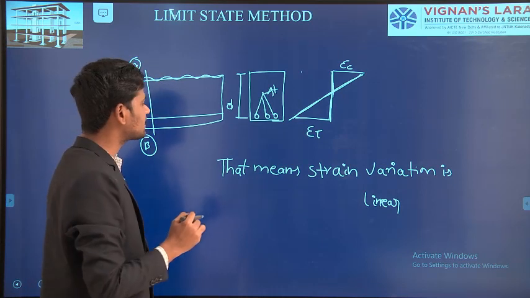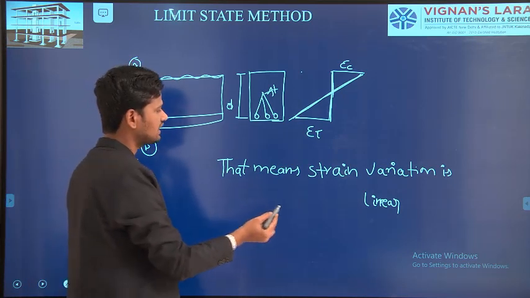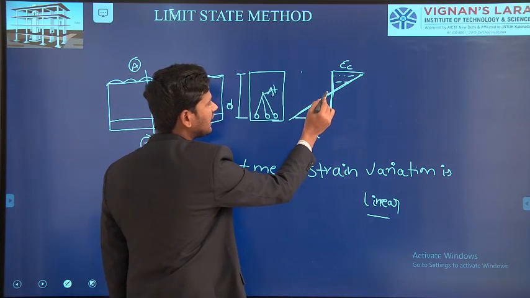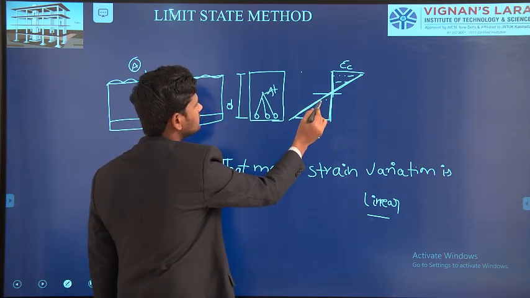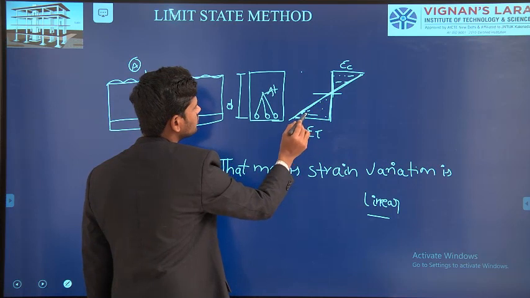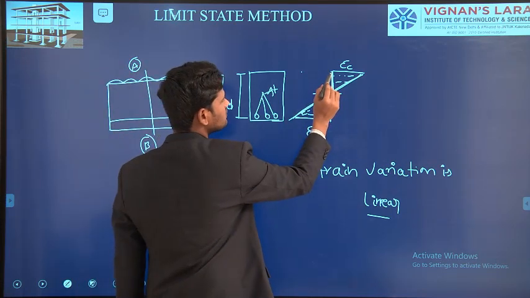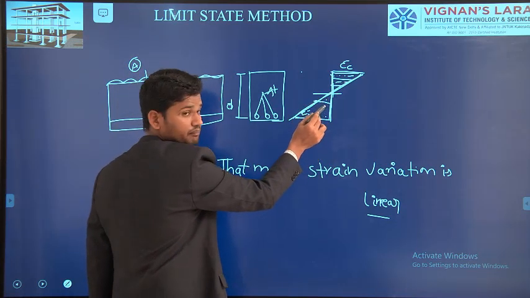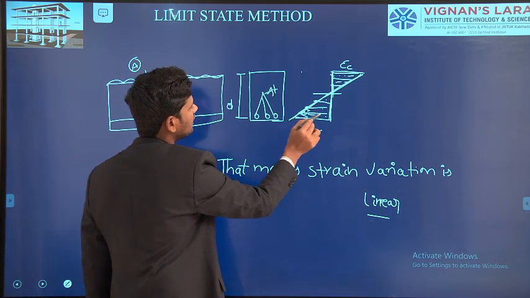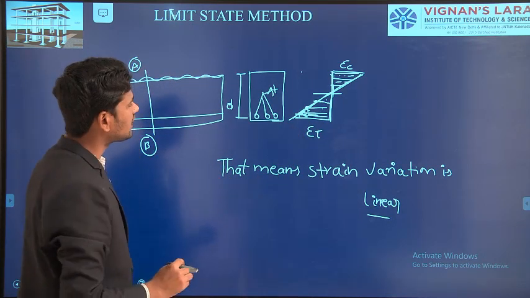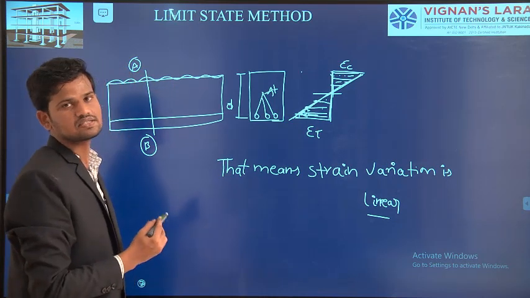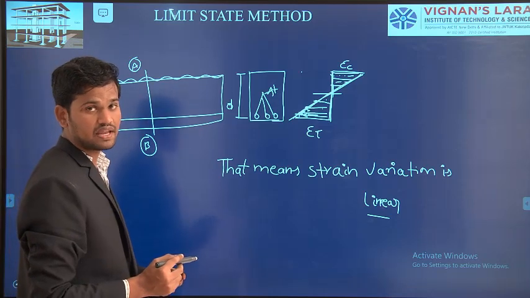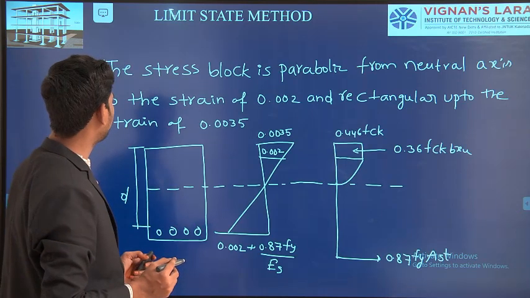That means strain variation is linear. The strain is changing from this point to this point, and from here to here. Again, after the neutral axis, the strain is again changing in the tension zone from this position to this position. In the compression phase, it is transferring in this direction, whereas in the tension zone, the member will be transferring in both of these directions. Okay, this is how the strain variation occurs in the section before bending and after bending. This is the first example of plane section remains plane before and after bending.